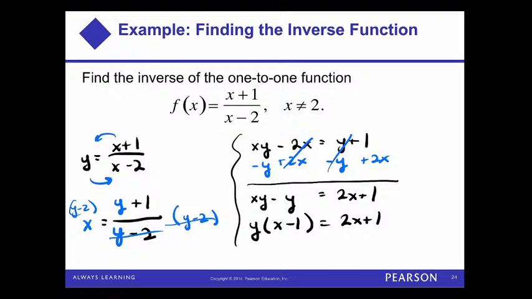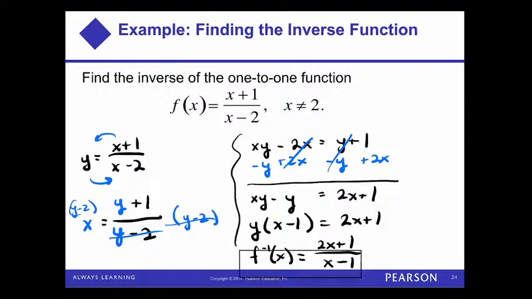Okay, and then divide both sides by x minus 1. Ultimately, we get y equals, because I'm running out of space, I'm going to go ahead and write that as f inverse will be equal to 2x plus 1 divided by x minus 1. And it looks like x cannot be 1. Okay, but I'm going to leave this like this for right now.